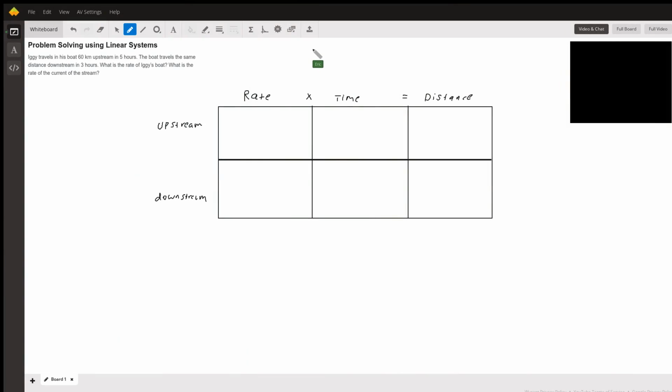Iggy travels in his boat 60 kilometers upstream in 5 hours. The boat travels the same distance downstream in 3 hours. What is the rate of Iggy's boat? What is the rate of the current of the stream?